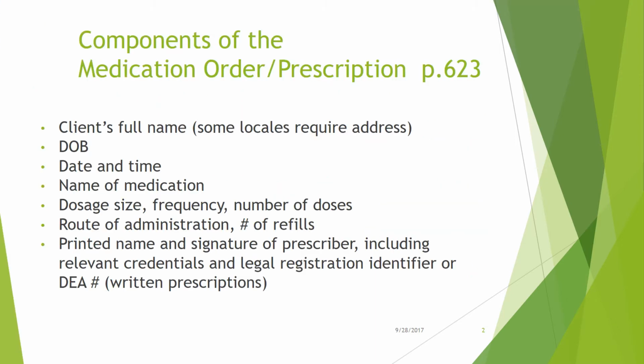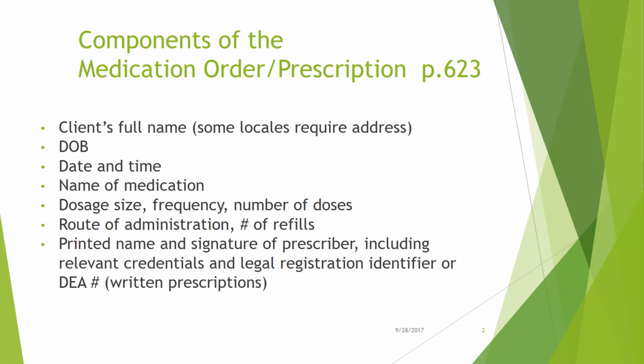The first thing that we are going to notice on a medication order in the chart or a prescription that's been written, and an example of a prescription is on page 623, is that the client's full name is on the top of it. Some locales, some pharmacies may require the patient's address there. They're all going to want their date of birth, the date and the time, not today, but the real date and time.